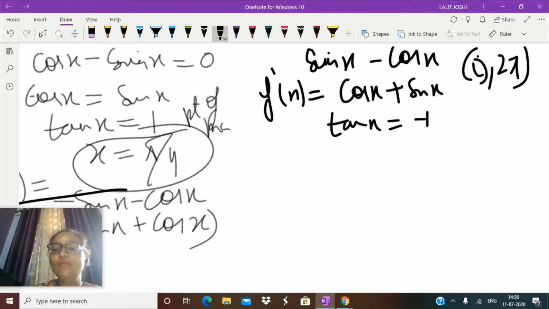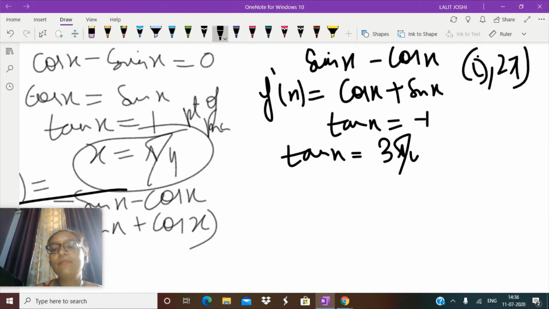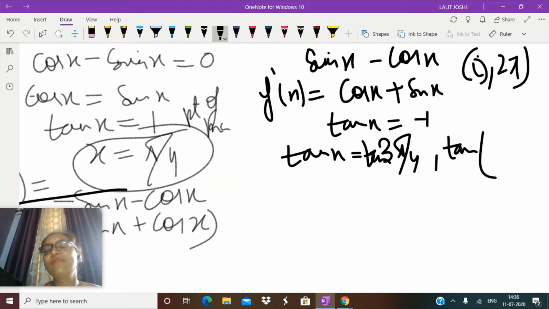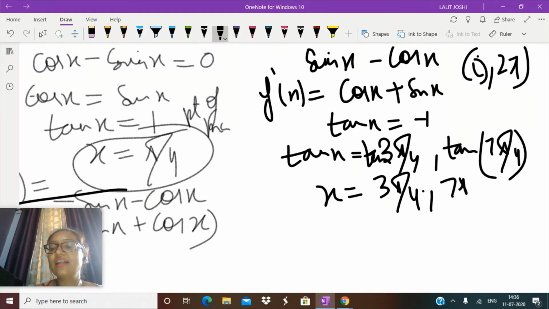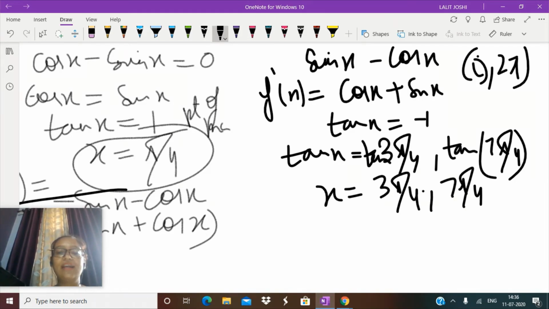So what I know, the value 1 is at pi by 4. So pi by 4 in the second quadrant will give me what? So pi by 4 in the second quadrant means pi minus pi by 4. So that will be 3 pi by 4, right? And in the fourth quadrant, it will be 2 pi minus pi by 4. It means it will be 7 pi by 4. So I don't have to take it as 3 pi by 4 and 7 pi by 4. I'll just say these are the values pi by 4 in the second quadrant and in the fourth quadrant.